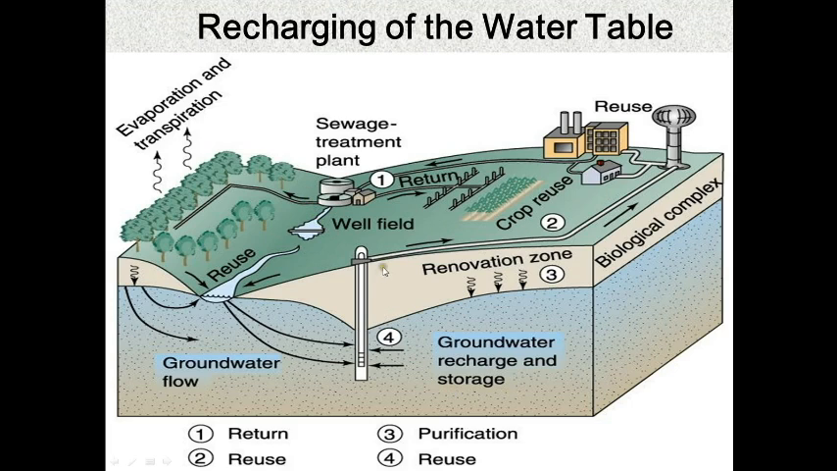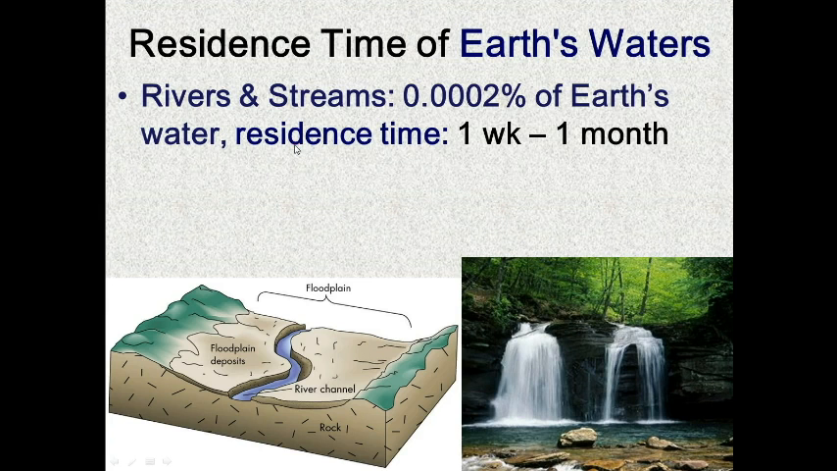So how do we recharge the water table? You have to have groundwater that flows in, which requires precipitation. Rivers and streams make up 0.0002% of Earth's water, and water in a stream is only there from a week to a month.